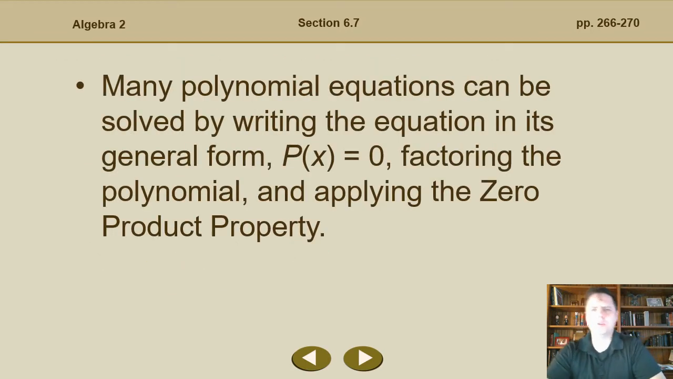Okay, so many polynomial equations can be solved by writing the equation in its general form, p of x equals 0. So often what we're going to do, if we get stuff on both sides of the equal sign, is move everything over to one side, set it equal to 0, factor that polynomial using a lot of the rules we learned last time in factoring polynomials, and then apply the zero product property. That just means if any part of a multiplication is 0, then when you multiply 0 by anything else, you get 0. So you set each individual part to 0, and you can solve for all the roots.